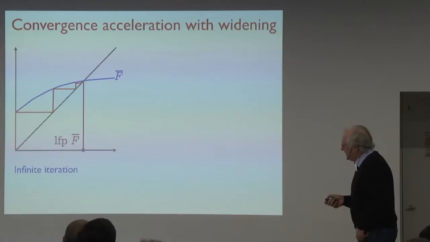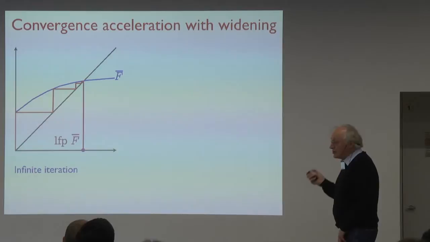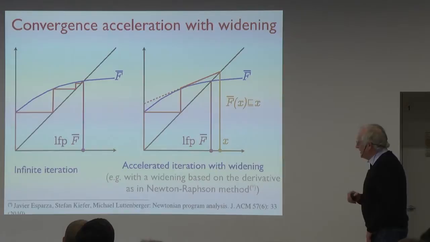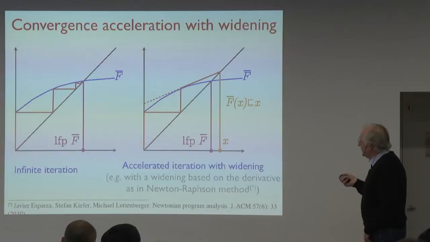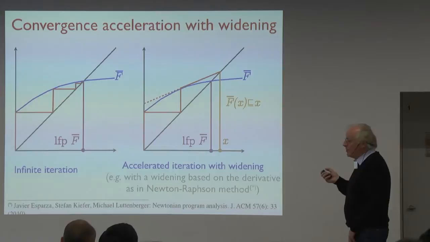You have this increasing function that I have represented here. You have the iteration here. And you see that it converges slowly to the fixed point. And we would like to accelerate this convergence. So what we can do here is, instead of taking the function, we can take the tangent. And if we take the tangent here, we will reach a point here which is such that f of x is larger than x, and so you are sure to be above the fixed point.